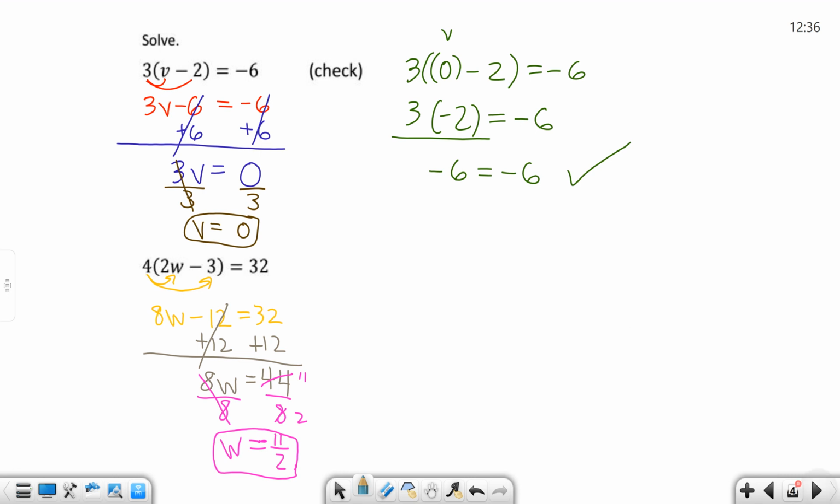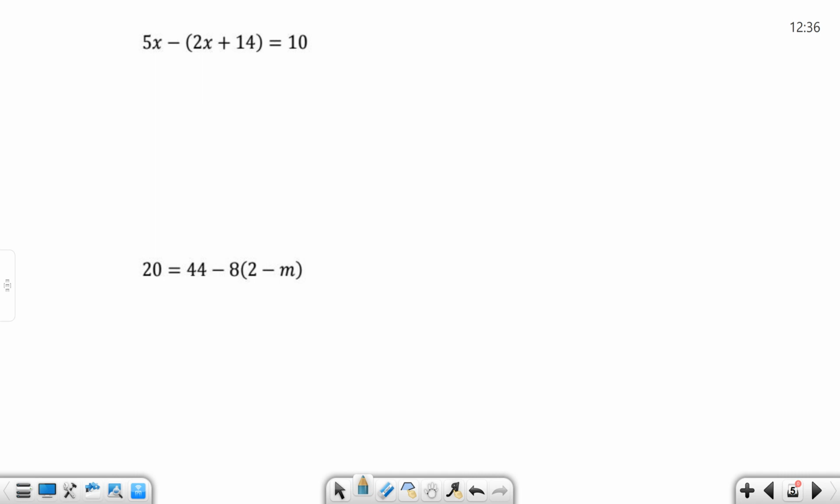11 halves. 11 halves. And I don't want a mixed number. We don't do mixed numbers in algebra unless you're explicitly told to. But again, if you're in someone else's class and they use mixed numbers, go ahead and use them. But mixed numbers in algebra typically are much more difficult to deal with than an improper fraction like 11 halves. Now, you need to know that 11 halves is 5.5, but 11 halves is a beautiful answer.